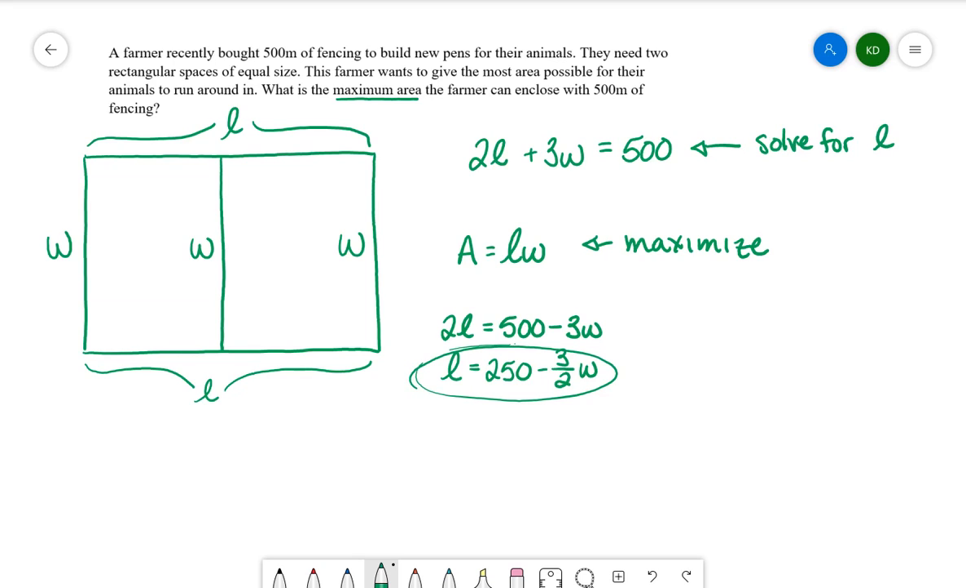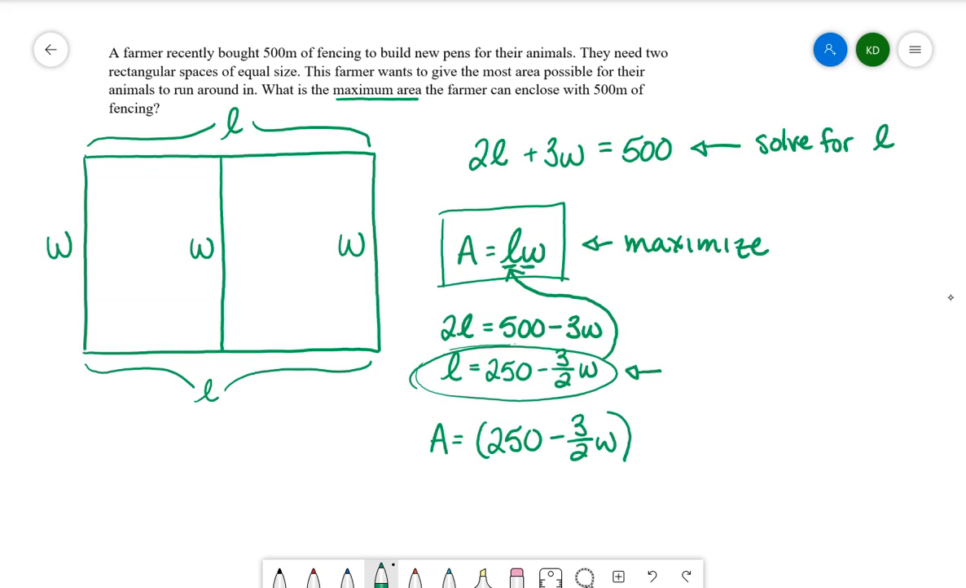What we can do is what's called substitution. This is what I'm really trying to solve. I want to have the maximum area, but I can't do that when I have 2 different variables. But what I've done here is I've written one variable in terms of the other. So what I can do is substitute it. I can replace L here with the equation I have, and then everything's going to be written in terms of W. So my area is going to be equal to (250 minus 3/2 W) multiplied by W.